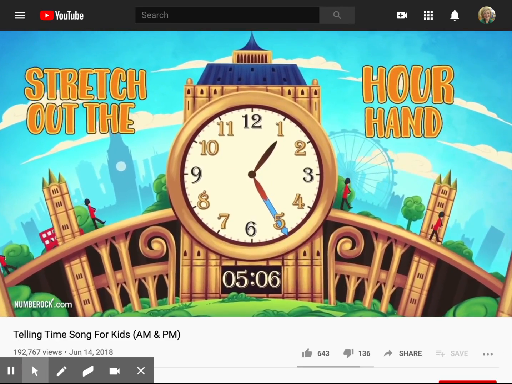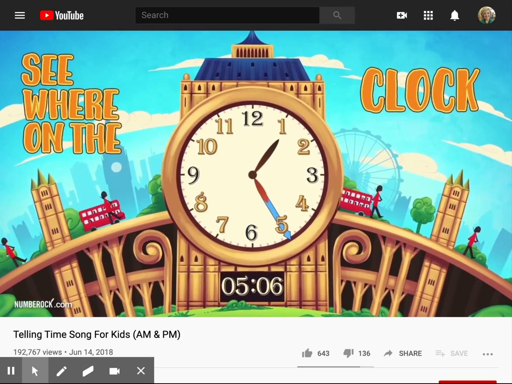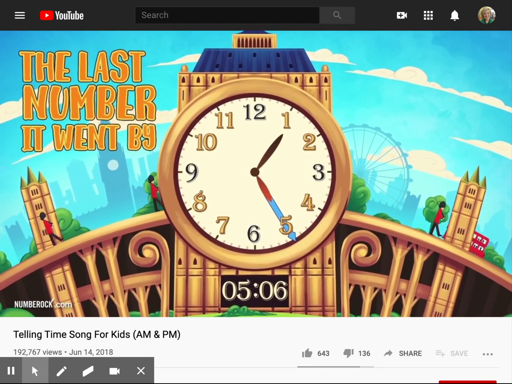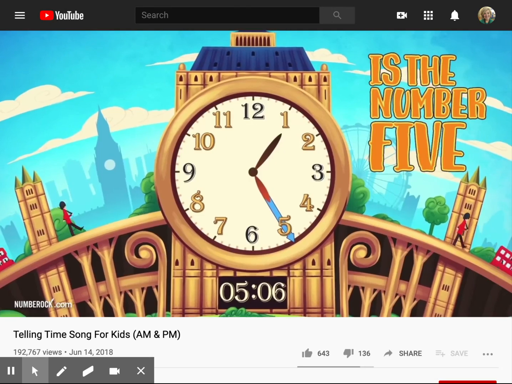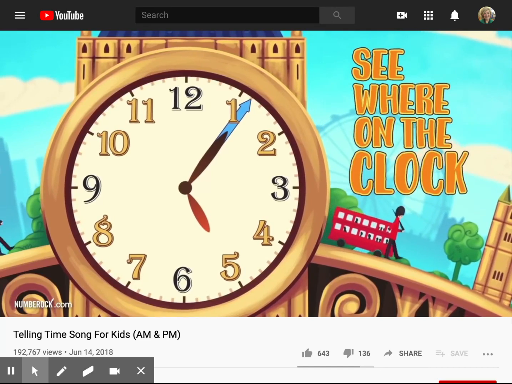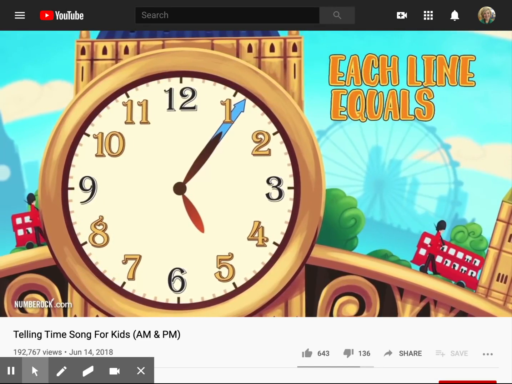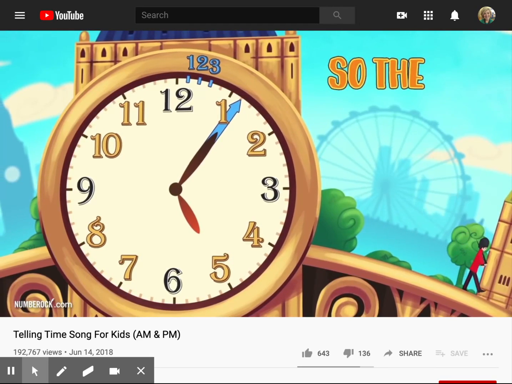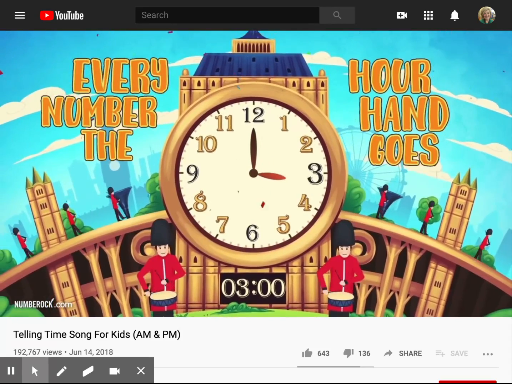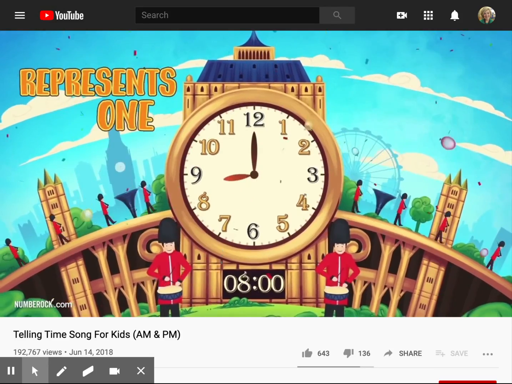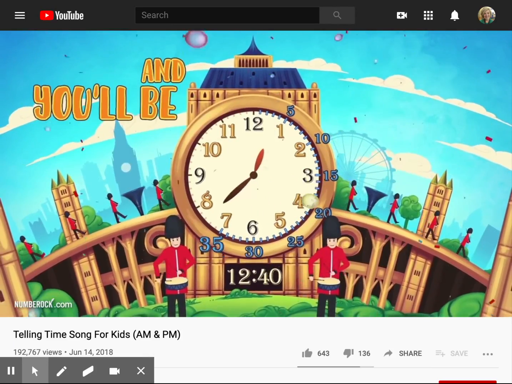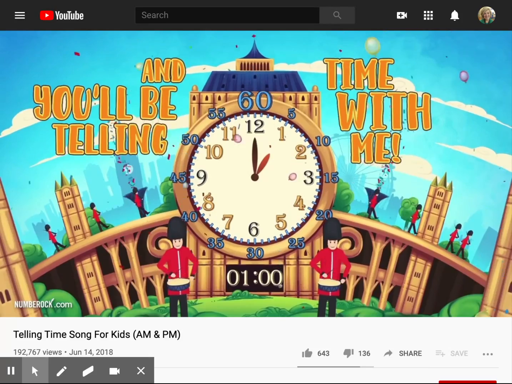Stretch out the hour hand, see where on the clock it lands. The last number it went by is the number 5. Stretch out the minute hand, see where on the clock it lands. Each line equals 1 minute, so the time is 5:06. Every number the hour hand goes by represents 1 hour of time. To count the minutes out of 60, and you'll be telling time with me.